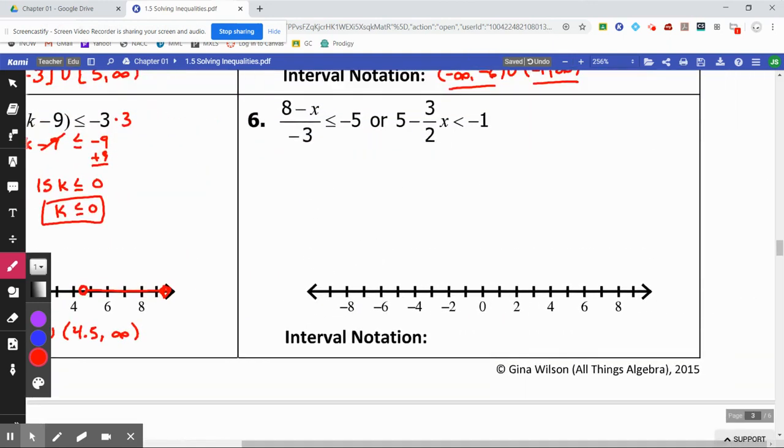Number 6, step 1, the whole side is being divided by negative 3, so let's multiply by it. It gives you 8 minus x is greater than or equal to. Notice I flipped it because I multiplied by negative 3.